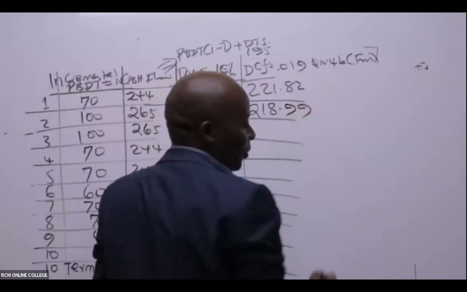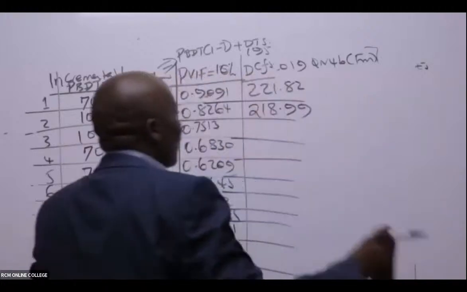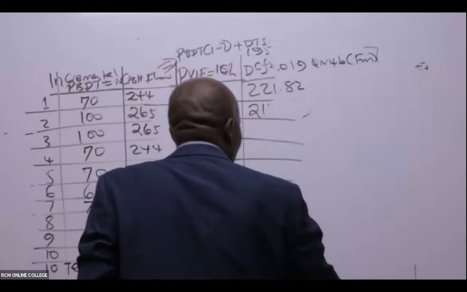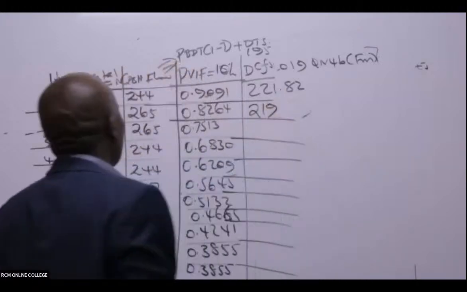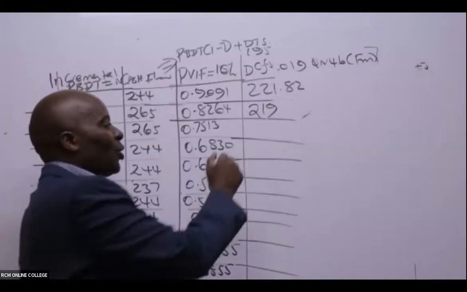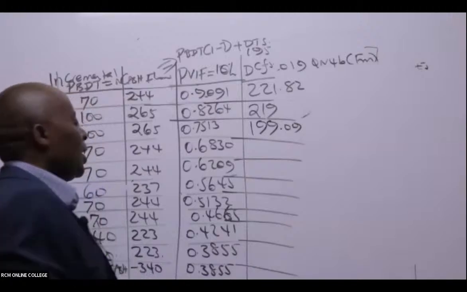218.99. Is it 219? I don't know. They're saying it's 219, Mwalimu. It should be 219. Then you go to year number 3. Year number 3, we have 199.09. Then we go to year number 4.